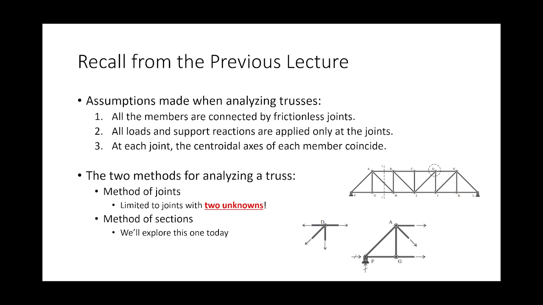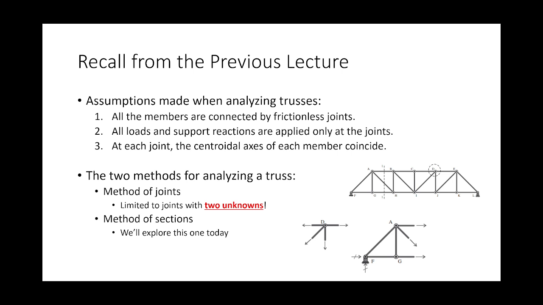And one of the things that we have to do is make certain assumptions about the models that we're using, and we just need to make sure that we're being thorough in our understanding of our assumptions and whether or not those assumptions are appropriate for the problem at hand. For example, the assumptions that we make when we analyze trusses are that all the members are connected by frictionless joints, which basically means that there's no unintended additional forces beyond what we get from static equilibrium from our individual joint and section analyses, and that all of the loads and support reactions are applied at the joints, and at each joint the centroidal axes of each member coincide.